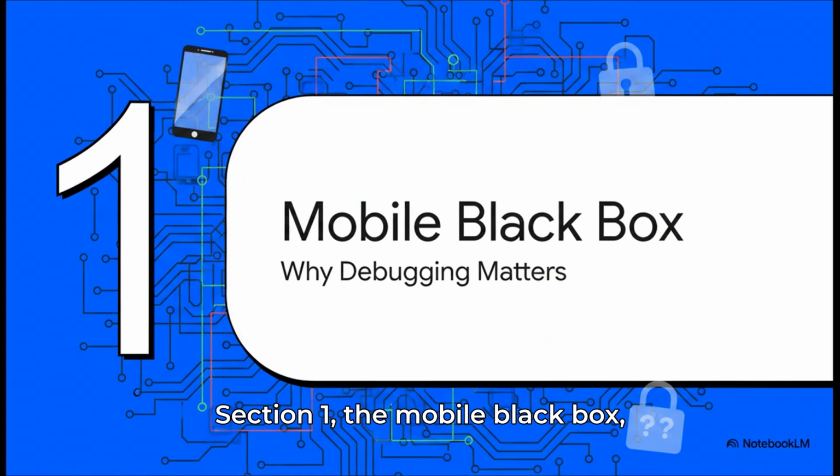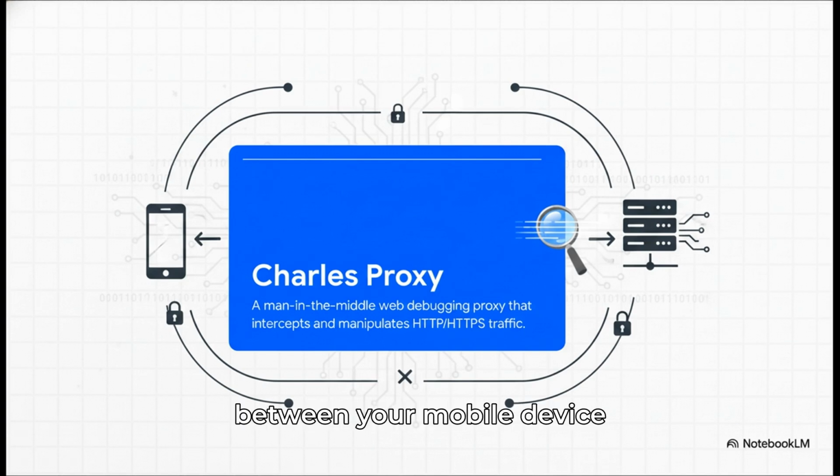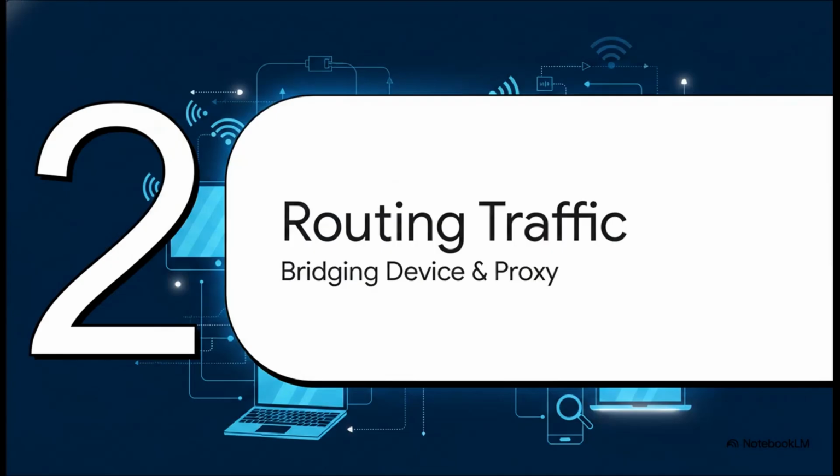Section 1. The mobile black box and why mobile traffic debugging actually matters. So to break open that box, we're using Charles Proxy. You can think of Charles as your friendly, man-in-the-middle web debugging proxy. It's essentially a local intermediary that sits perfectly between your mobile device and your remote servers. It actively intercepts, logs, and even manipulates HTTP and HTTPS traffic, so you finally see exactly what's going on under the hood.